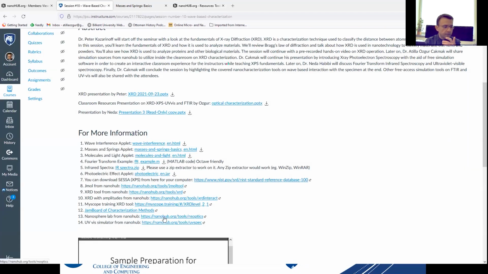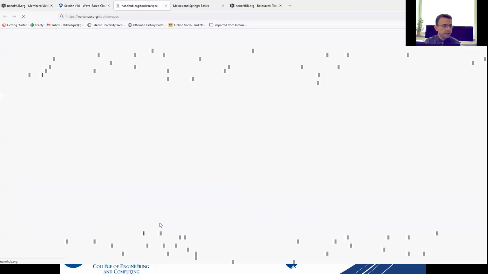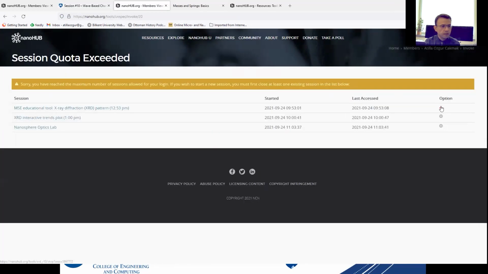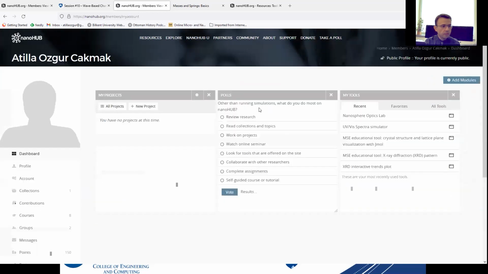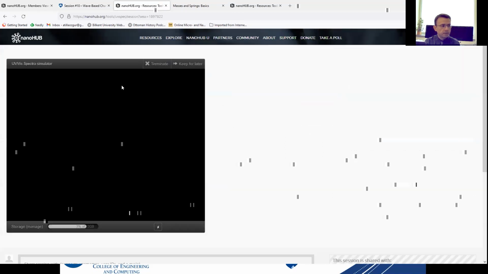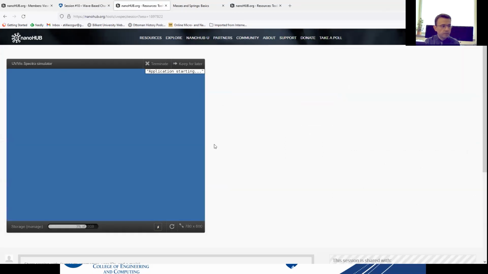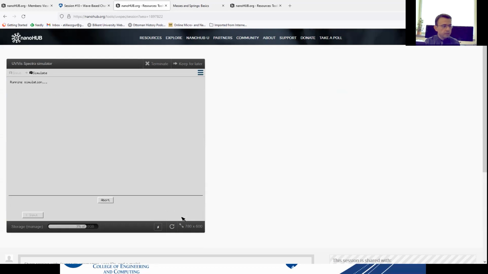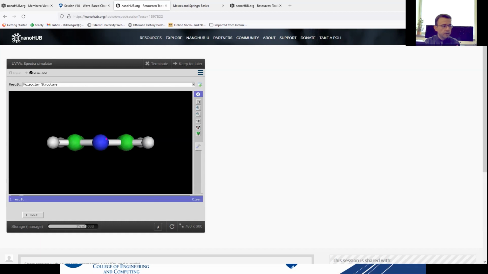And I promise this is going to be the last thing. I just wanted to also share that with you. This is the UV-Vis analyzer on NanoHub, and that's the thing that Neda was also talking about. So this is also very fun to work with because the students can now look at different compounds like pyridine, for example. They want to look at pyridine, and this is the molecular structure.